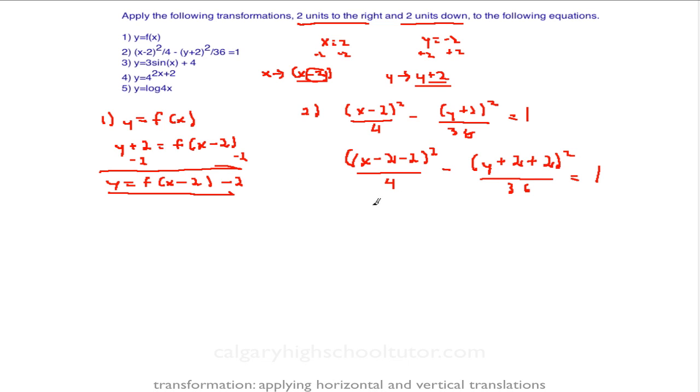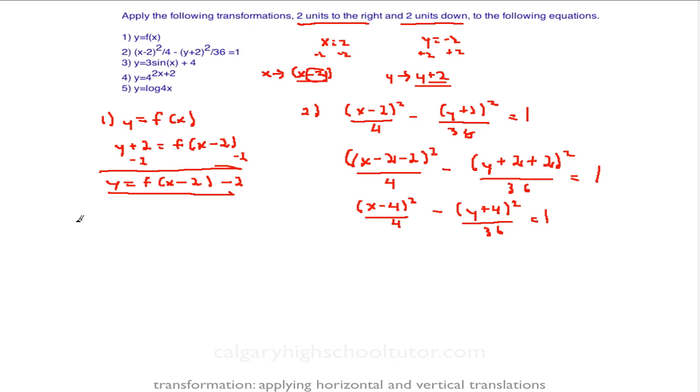Now we add everything inside the brackets. Minus 2 minus 2 gives us negative 4, so x minus 4 squared over 4, minus, and plus 2 plus 2 gives us positive 4, so y plus 4 squared over 36 is equal to 1. That's how we get the transformed equation of the ellipse, moved 2 units to the right and 2 units down.